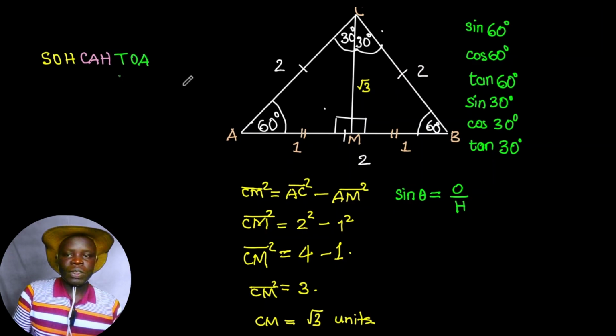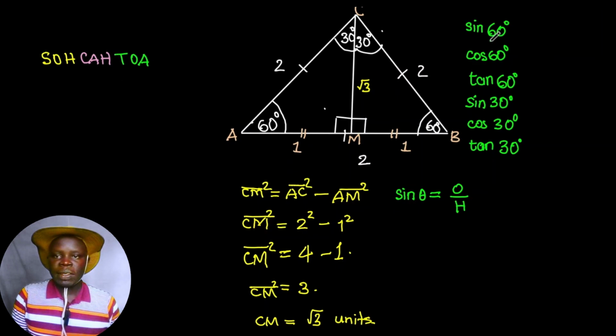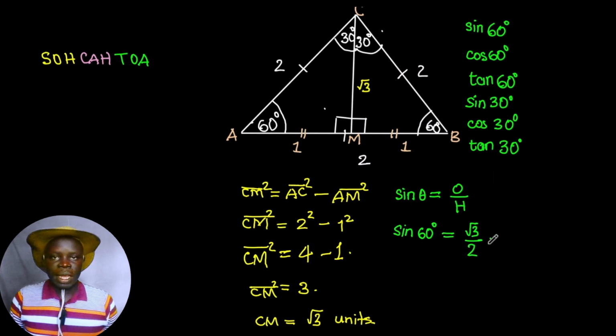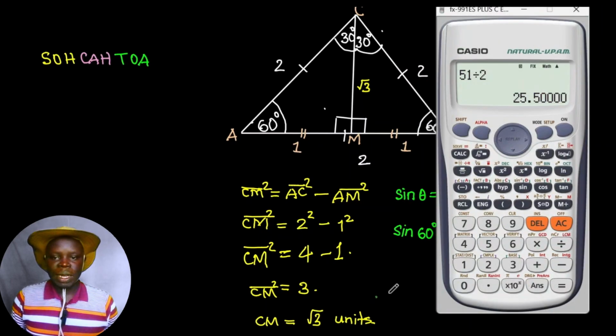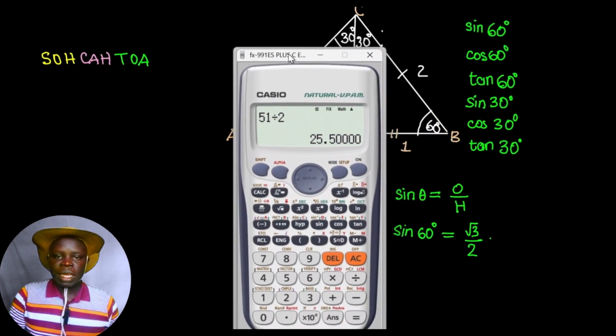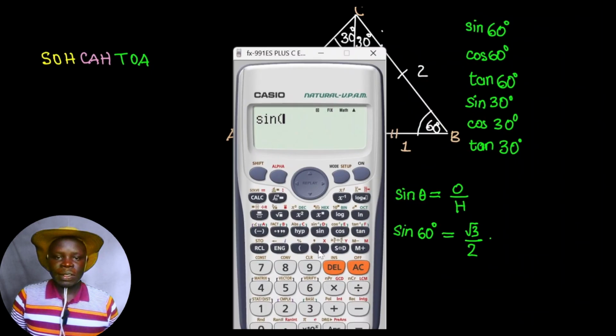So we understand with this one, our angle theta is 60 degrees. Sine of 60 degrees is given by the opposite from theta, which is root 3, over the hypotenuse, which is 2, and that becomes the answer. Let's verify using a calculator. Let's get our calculator here.